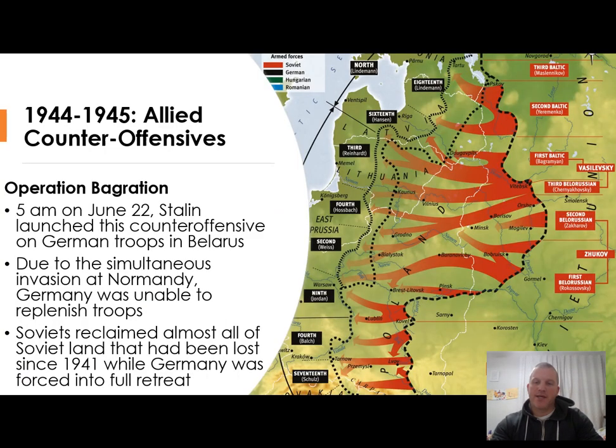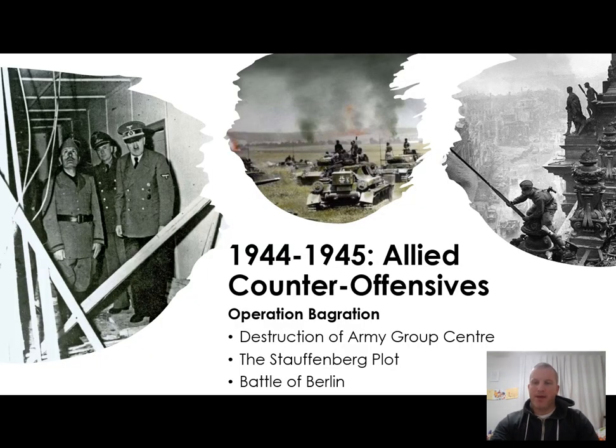And that means that the way into Germany is now opened up. There's no army group defending the way into Germany. It is no surprise also that as D-Day is happening and these counter-offensives of Operation Bagration, you have the Stauffenberg plot, where they try to kill Hitler.